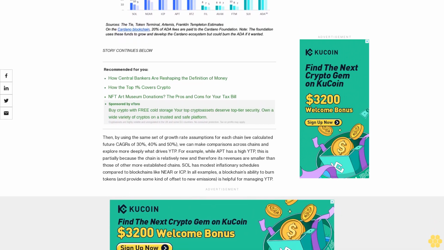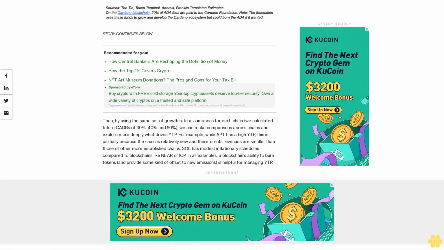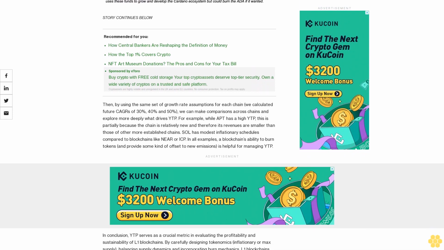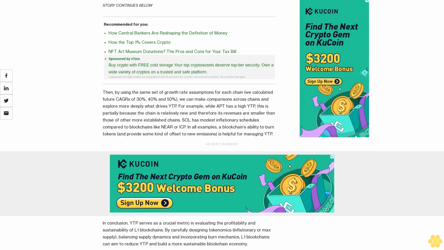For example, while APT has a high YTP, this is partially because the chain is relatively new and therefore its revenues are smaller than those of other more established chains. SOL has modest inflationary schedules compared to blockchains like NEAR or ICP. In all examples, a blockchain's ability to burn tokens and provide some kind of offset to new emissions is helpful for managing YTP.